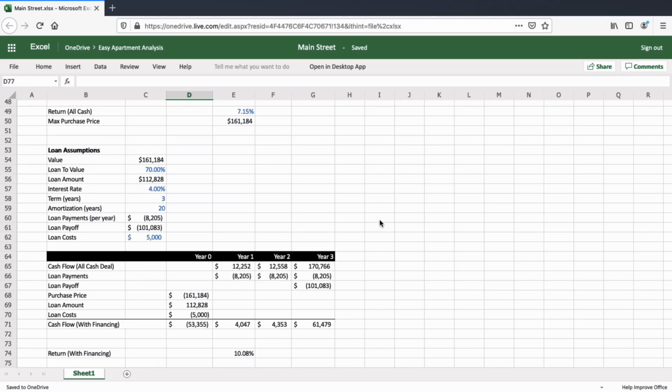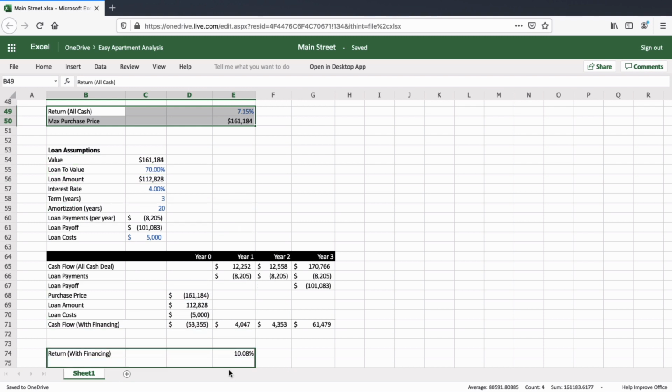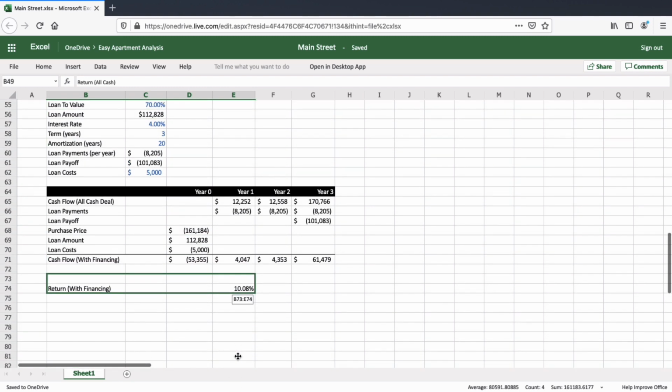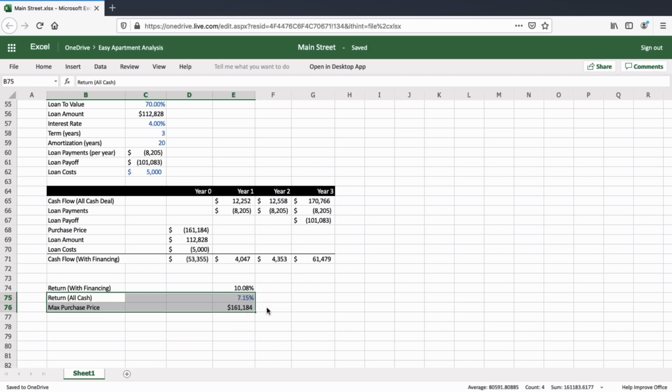You can increase the amount of money you can pay for the property and still get the exact same return on your money. So coming up here, well, the first thing I want to do right now actually is create a little dashboard, right? So what I want to do is highlight these 2 things. What I'm going to do is drag them down here. You can do this in Excel, and it won't mess up any of your formulas. Everything will still work exactly the same. I just dragged these formulas and stuff all around. So I have return with financing right here. I have return all cash right here, and I have max purchase price right here. So what I want to do is change my return all cash to 10%.